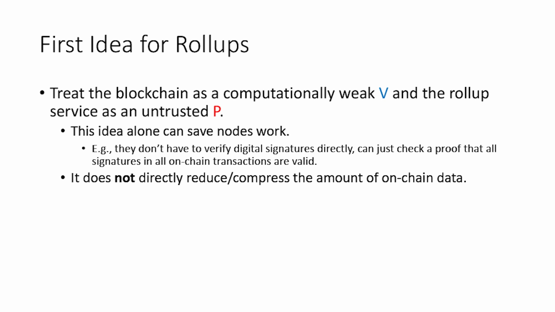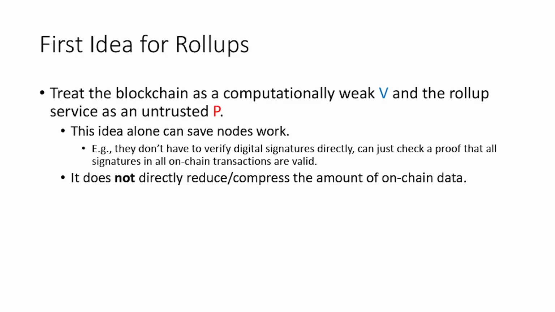Okay, so the very first idea of a rollup is just to treat the blockchain, or really the blockchain nodes, as computationally weak verifiers, and the rollup service as an untrusted prover. And this idea alone can save the verifier's work. So rather than checking the digital signatures on a ton of transactions directly, you could imagine some proof gets posted to the blockchain that all the digital signatures are correct, and then the verifier just has to trust the proof and not check each one individually. So this is great. This will save the blockchain nodes work, but it doesn't directly reduce the amount of data they have to store.